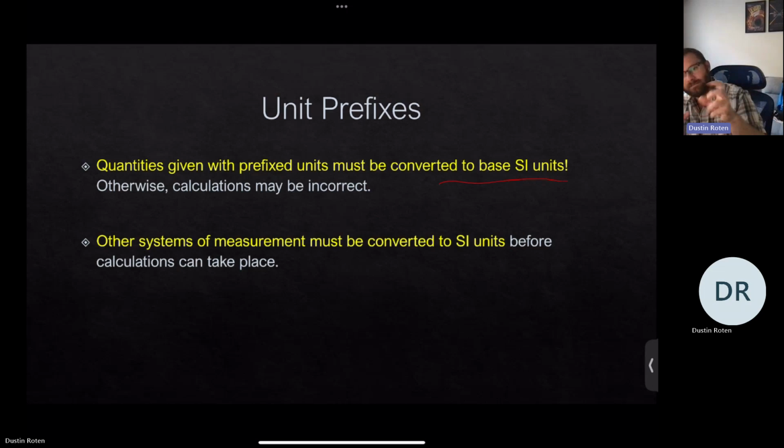Also, if you have other systems of measurement mixed in there, maybe some of your measurements are taken in feet and inches, but you're doing your calculations in meters in the SI system, make sure you convert everything to the SI system and then do the math. Otherwise, you're going to have problems. You're going to have the Mars orbiter issue all over again.